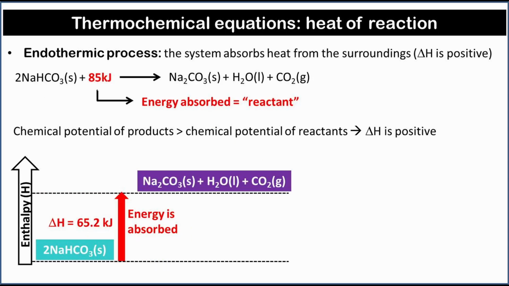In an endothermic process, the system absorbs heat from the surroundings. In the thermochemical equation for an endothermic process, the energy absorbed is considered as a reactant. Since the chemical potential of the products is larger than the chemical potential of the reactants, the enthalpy change is positive, as shown in this figure.